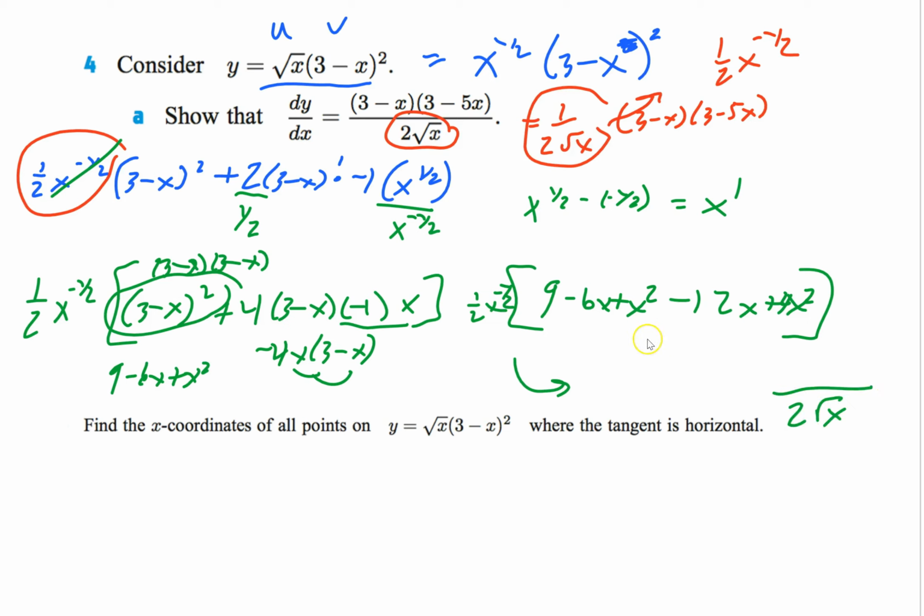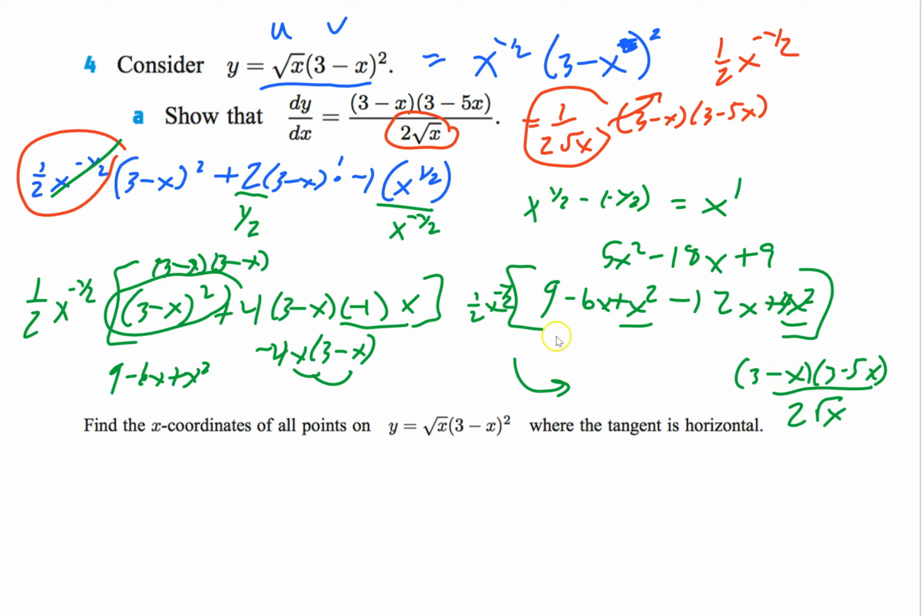Now all this, add up like terms. You get 5x squared. -6 minus 12 is -18x. And then plus 9. And I'm pretty sure that factors to 3 minus x, 3 minus 5x. Right? It's a lot of algebra there.